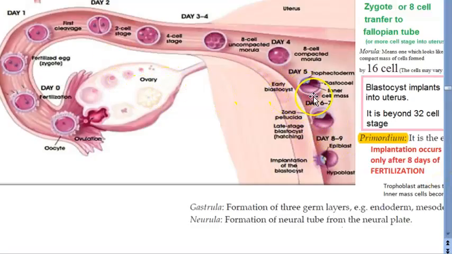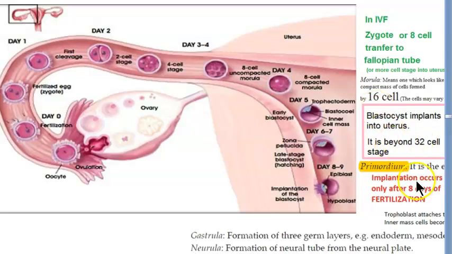Day 5, day 6 around, right? So the implantation of the blastocyst happens. So they want you to draw a diagram of this blastocyst. Okay. So blastocyst is the one that implants. It is beyond which stage? It is beyond 32 cell stage.